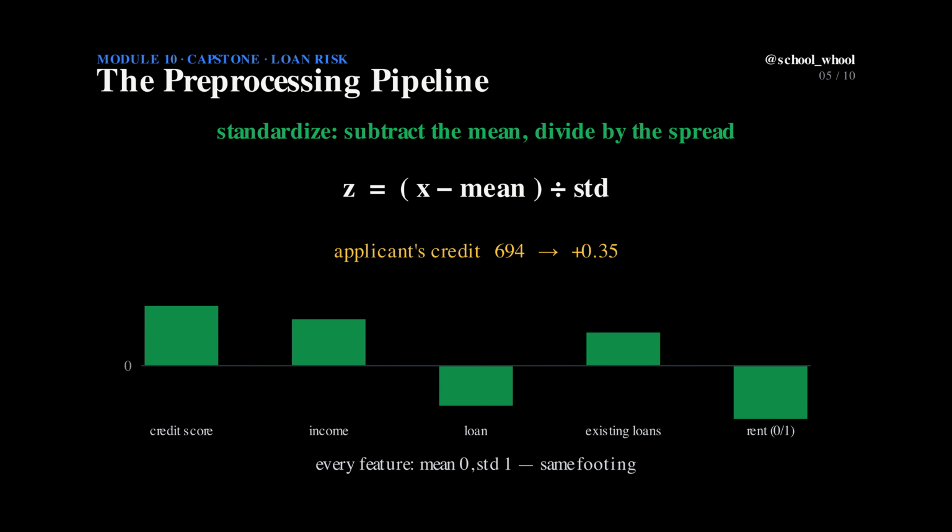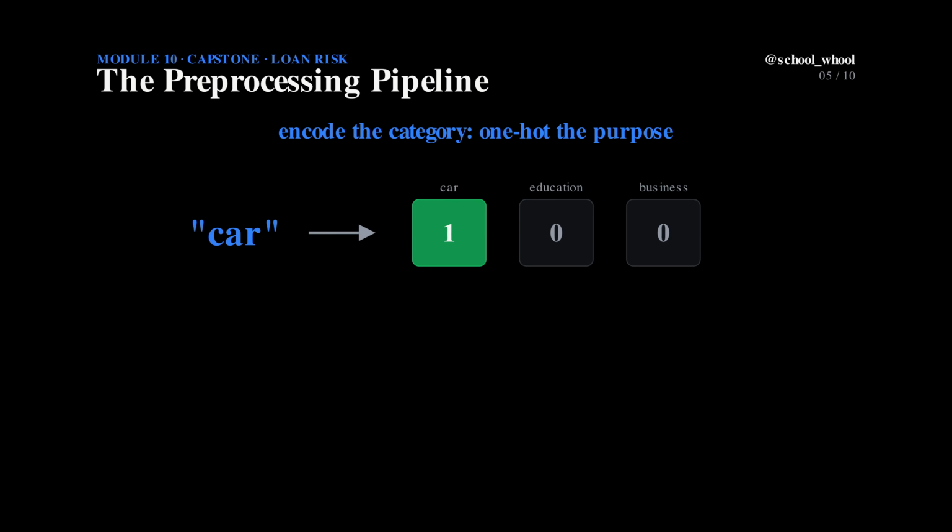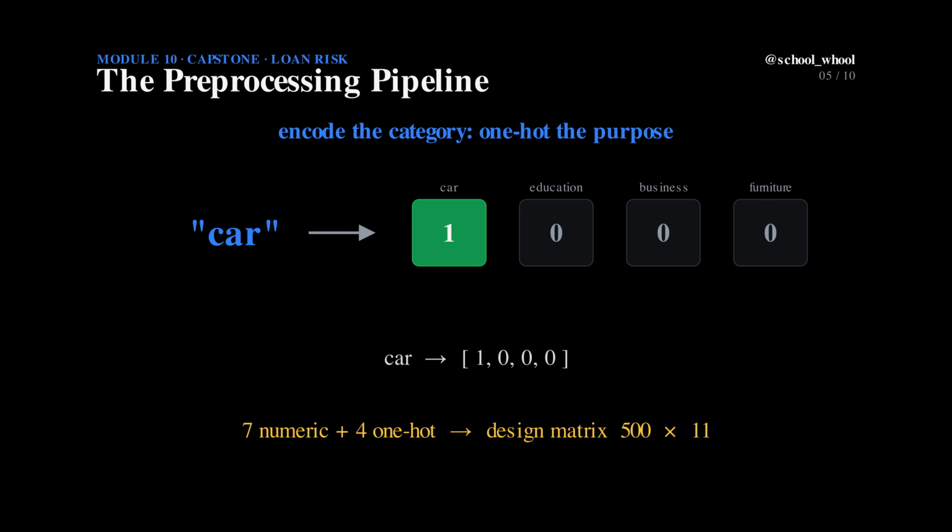Last problem. The word. The loan purpose is one of 4 categories: car, education, business, or furniture. We can't number them 1, 2, 3, 4. That would falsely tell the model business is somehow more than education. Instead we one-hot encode, 1 new column per category, and we switch on the single column that applies. Car becomes 1, 0, 0, 0. With 7 numeric features plus these 4, our clean design matrix is 500 rows by 11 columns, all numbers.